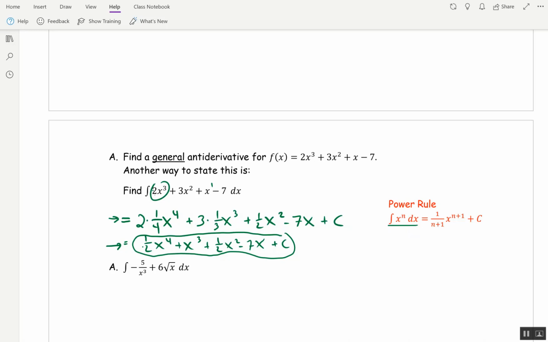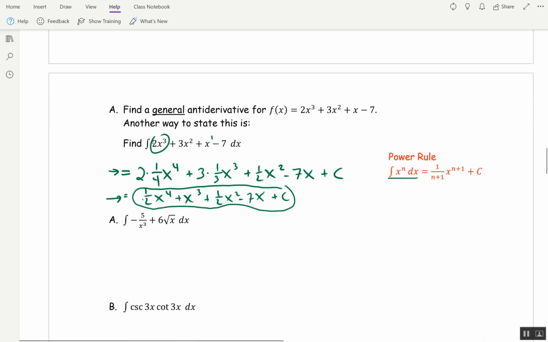Okay, just like derivatives, oftentimes you have to rewrite a problem. You have to rewrite a problem before you can use the appropriate rule. So if I want to use the power rule on this, I need to rewrite it.